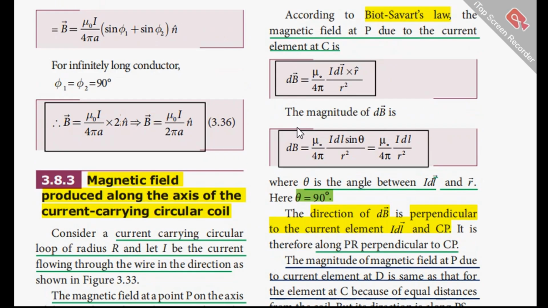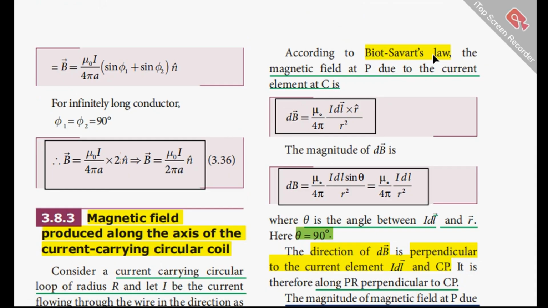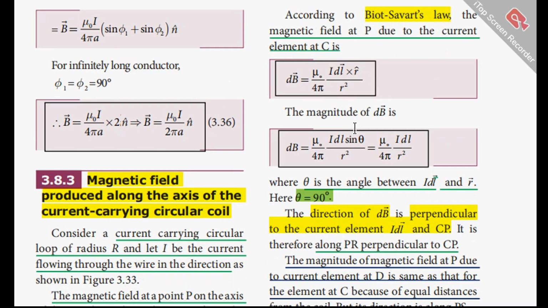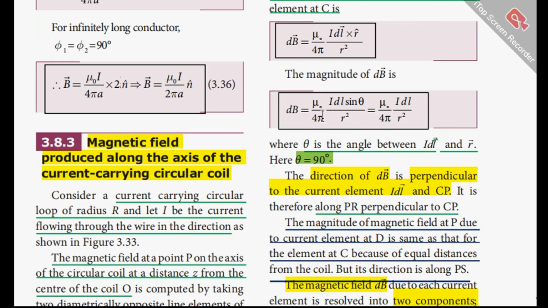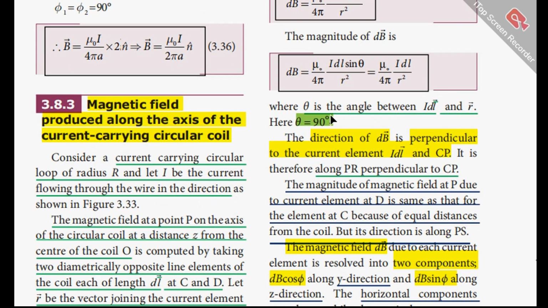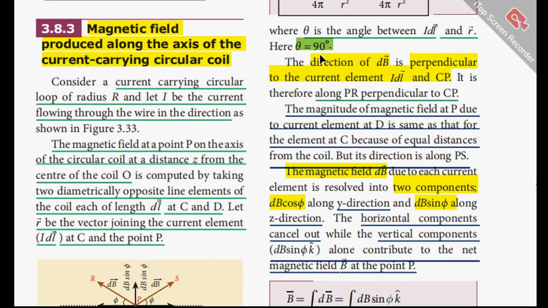Then by Biot-Savart's law, the magnetic field at P due to the current element C is given by dB equal to mu naught by 4 pi IDL cross R by R square. The magnitude of dB is given by dB equal to mu naught by 4 pi IDL sin theta by R square. That's equal to mu naught by 4 pi IDL by R square. Theta is the angle between IDL and R, and here theta is about 90 degrees. The direction of dB is perpendicular to the current element IDL and CP. Therefore, it acts along PR perpendicular to CP.